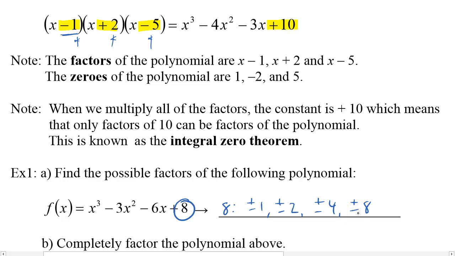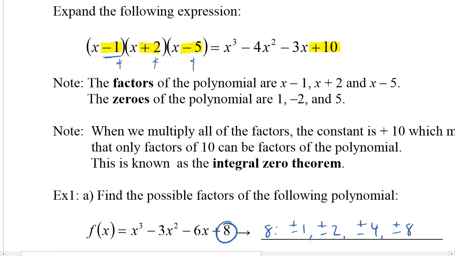Let's go back and read this other stuff here. It says the factors of the polynomial are x minus 1, x plus 2. The zeros of the polynomial. So what does that mean, the zeros? Well, if I equate this to 0, then when will this entire polynomial be equal to 0? When x equals 1, because this one becomes a 0. When x is minus 2, because that one becomes a 0. And when x is equal to 5. So those are the zeros, okay?